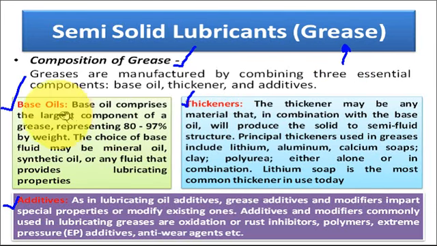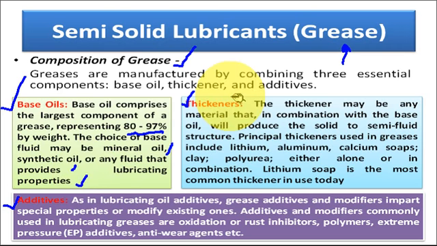What is the base oil used for in the manufacturing of greases? The base oil is the largest component of the grease, representing 80 to 97% by weight. The choice of base fluid may be mineral oil, synthetic oil, or any type of fluid that provides lubricating properties. But generally mineral oil or synthetic oils are preferred for the formation of greases.